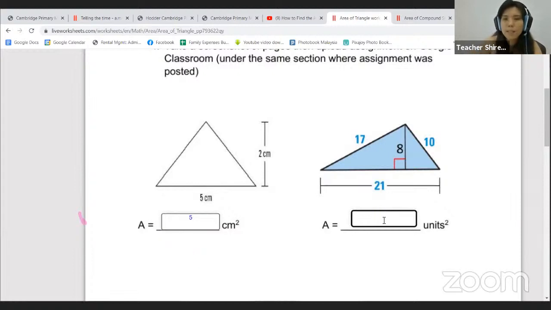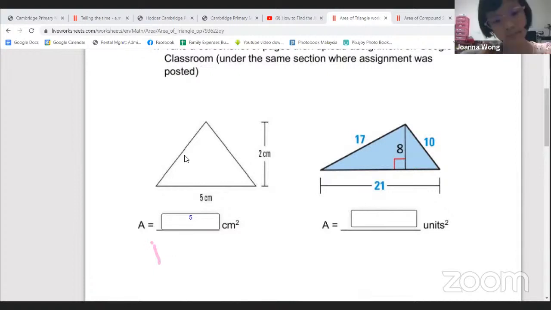Okay, this one, base times height. What times what? Can anyone tell me what times what? What times what for this? Is it 17? Is it 8? Is it 10? Is it 21? Please type in the chat. What times what? Type in the chat. 17, 8, 10, 21. What is the base? Which is the base number? Type in the chat. The base number is it 17? Very good. So the base is 21.